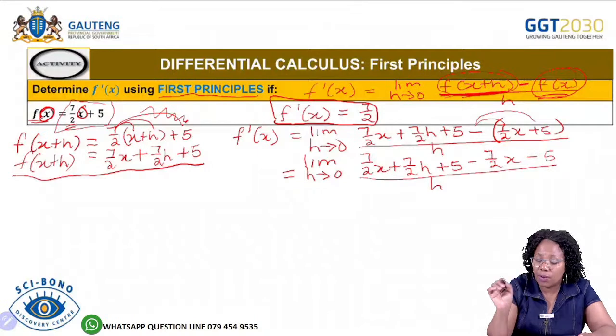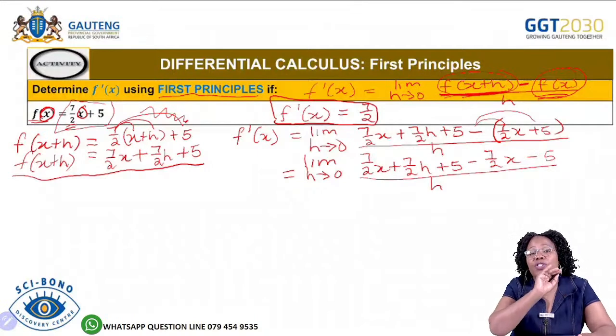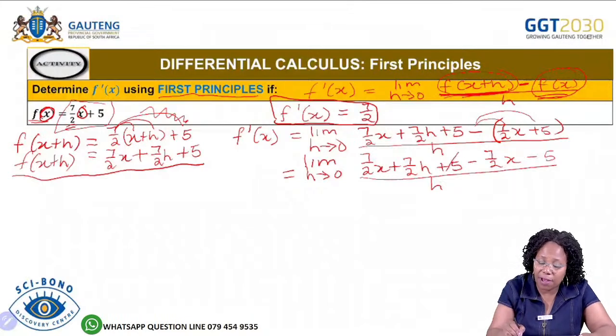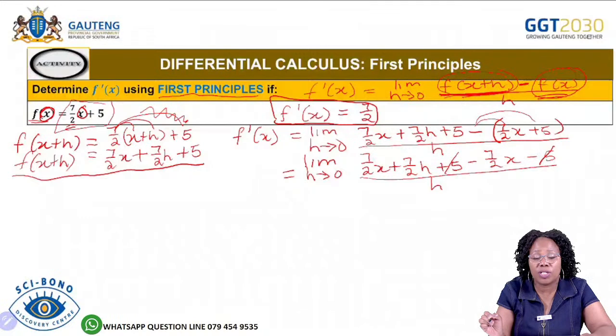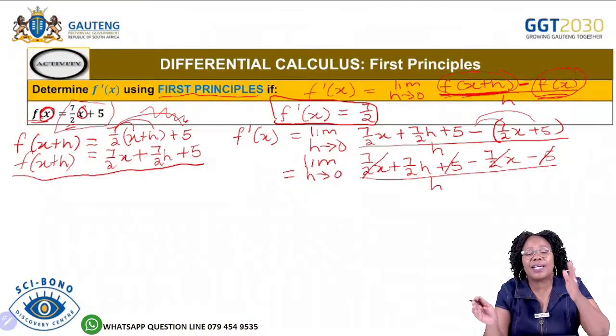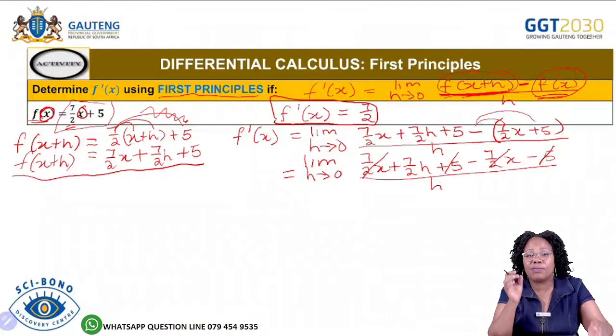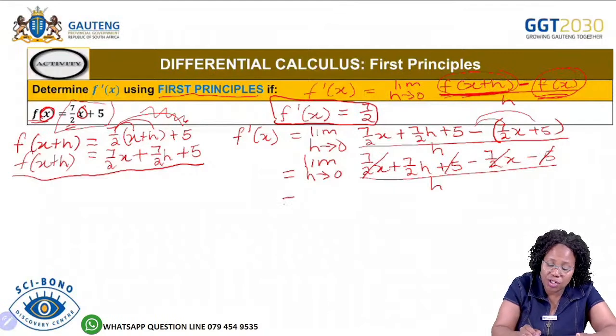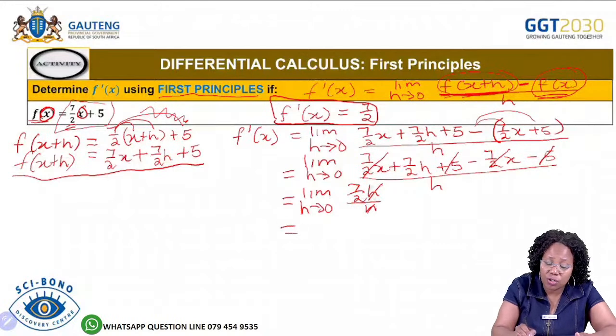Now, look at this now. On top, everything without h will disappear. There will be a cancellation of subtraction there. This is 5 minus 5. Can you see the 0? We have 7 over 2x minus 7 over 2x. They must cancel only if they have different signs to give you a 0. Can you see what is left is only with an h? So we have the limit of h approaching 0, and then we have 7 over 2h over h. Then the h will cancel the h there. So your answer will be 7 over 2.